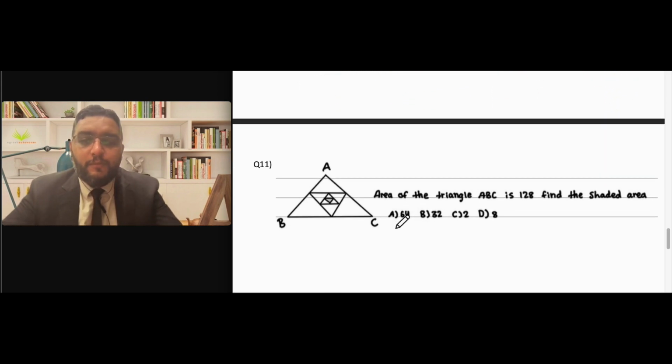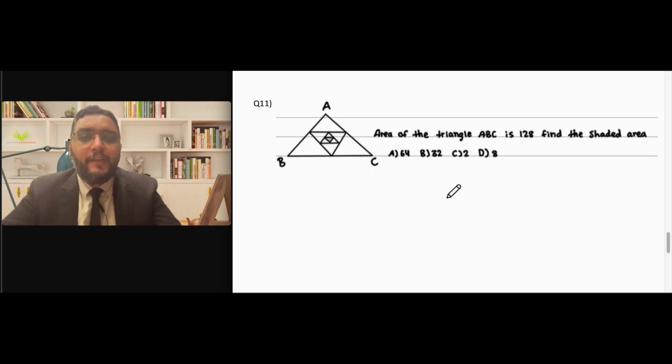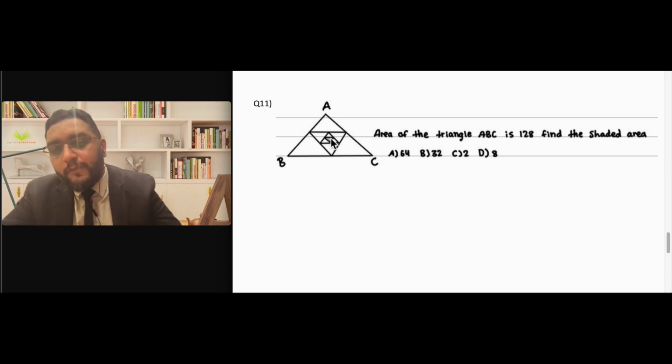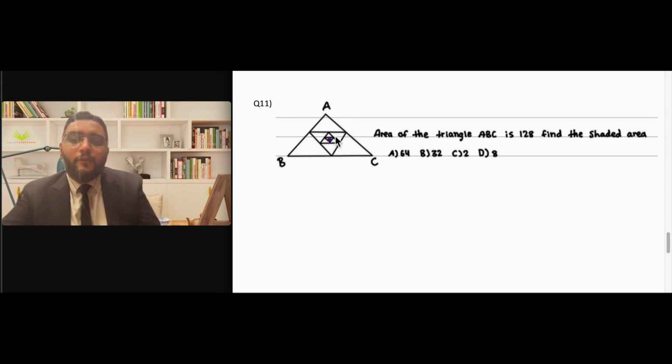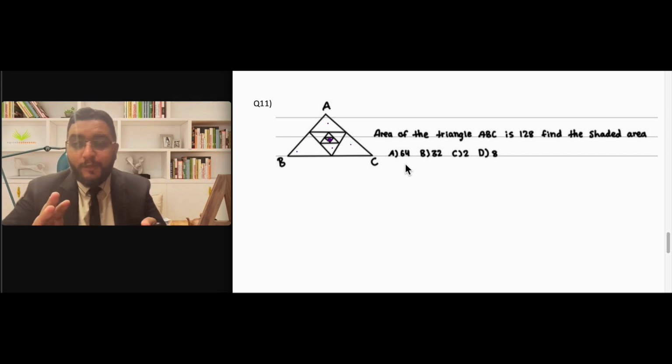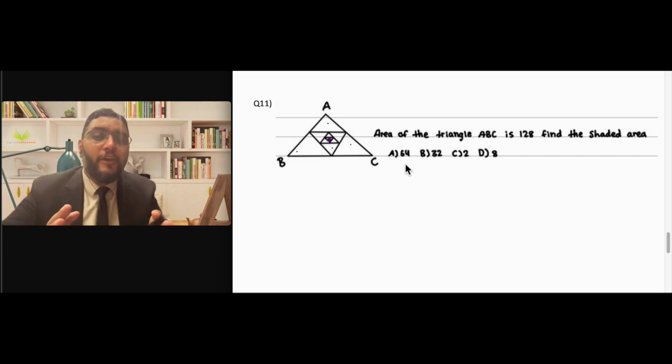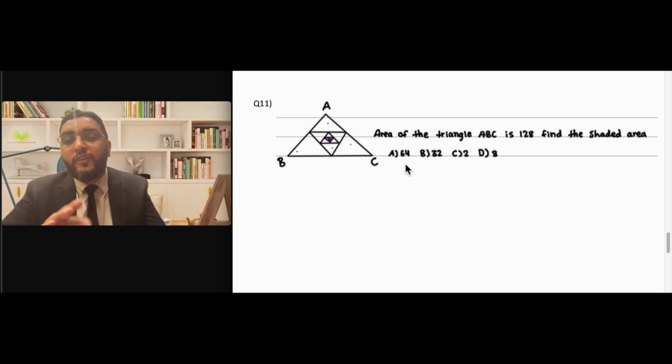Next question about geometry. Question 11. The area of the triangle ABC, all of this triangle, is 128. We want to find the area of the shaded part, only this part. Okay. In all of this triangle we have 4 triangles, 1, 2, 3, 4, and they are congruent by the way. If we want to find the area of one triangle, just divide 128 by 4.